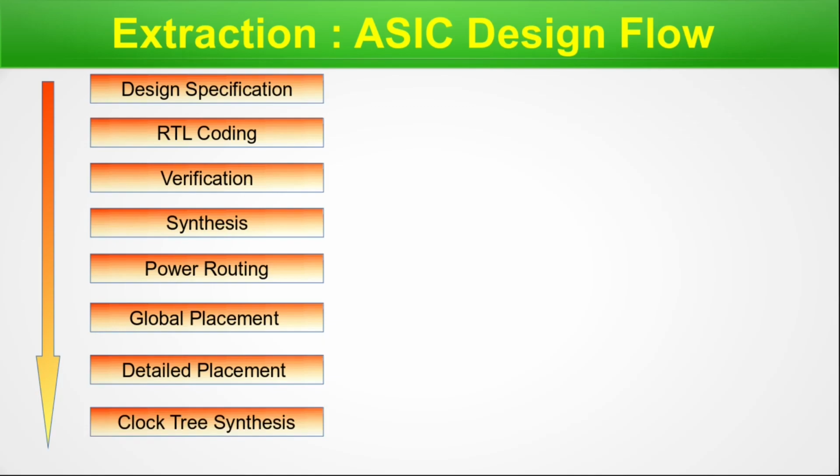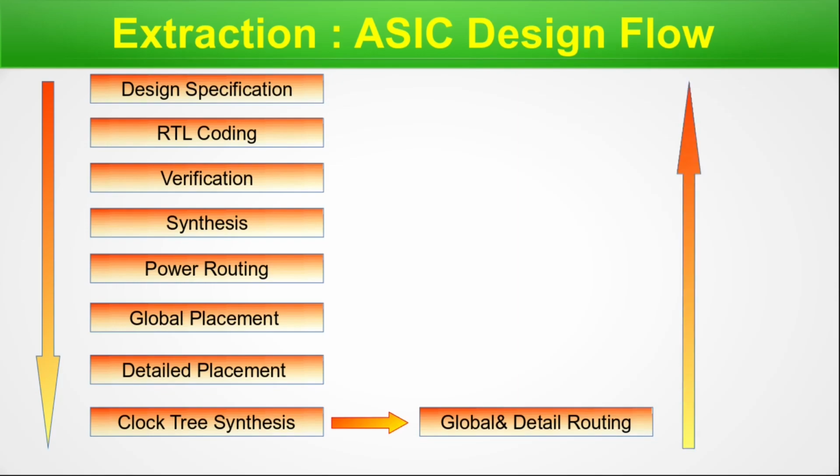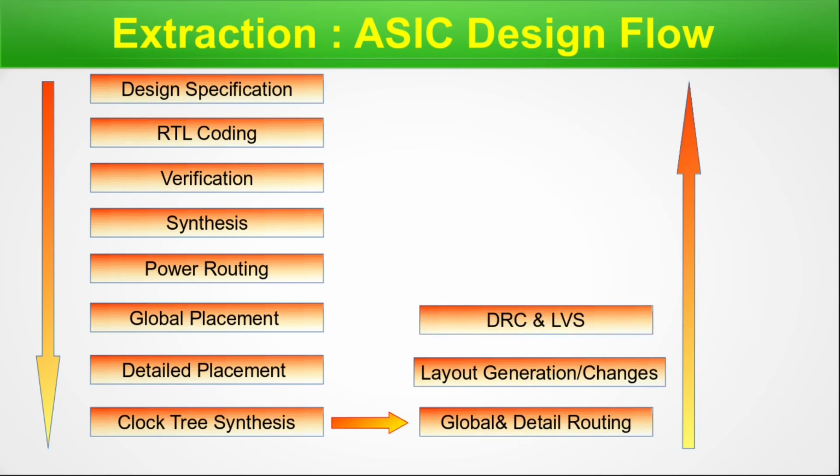We have covered this column, so we'll move on to the right hand side. The next is global and detailed routing. We will proceed in the upward direction now. The next is layout generation or changes. Next to it, we do the DRC and LVS of the generated layout. Next, we have the parasitic extraction, that is PEX. At this stage, we extract the SPEF file.